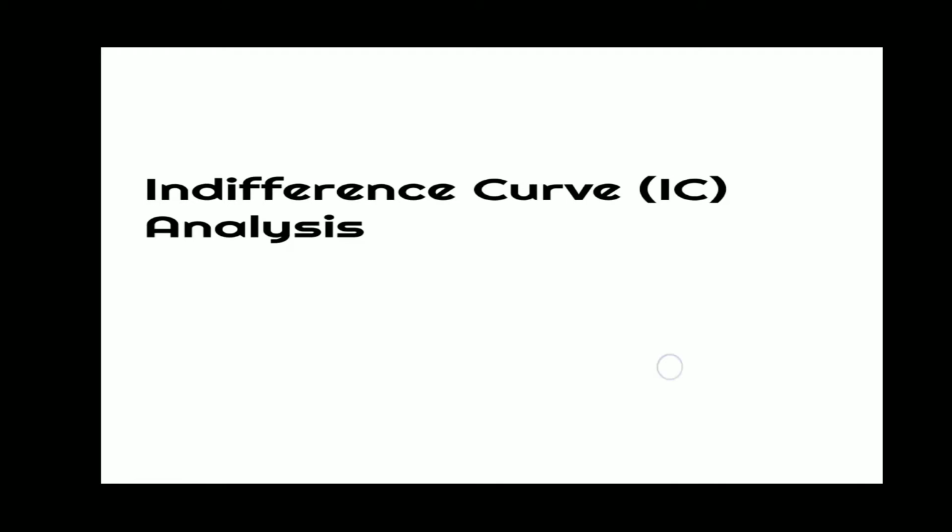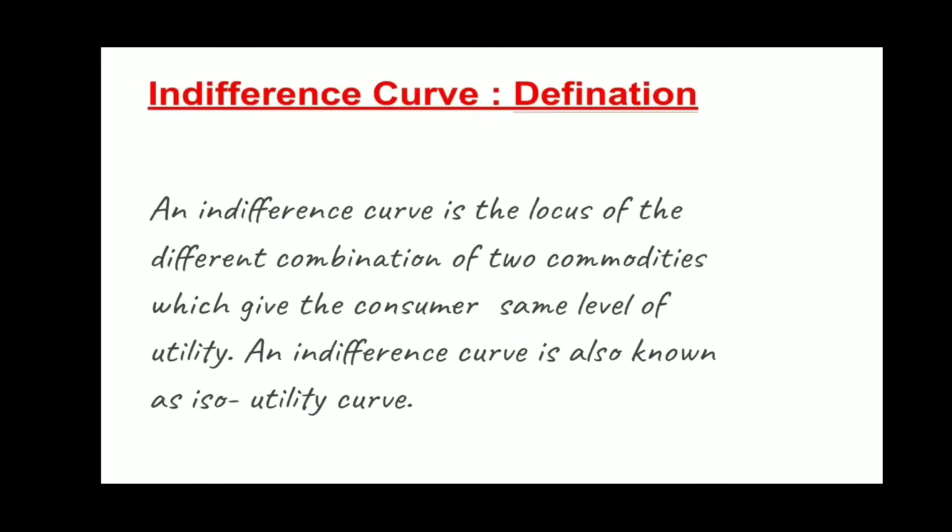So what is an indifference curve? An indifference curve is a locus of the different combinations of two commodities which give the consumer the same level of utility. An indifference curve is also known as an iso-utility curve. Now what is an indifference curve actually? Actually it is a combination of two goods.